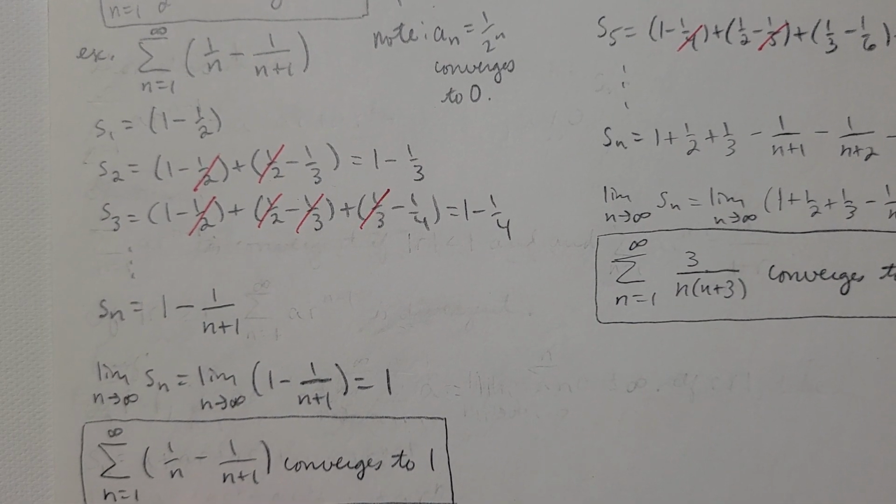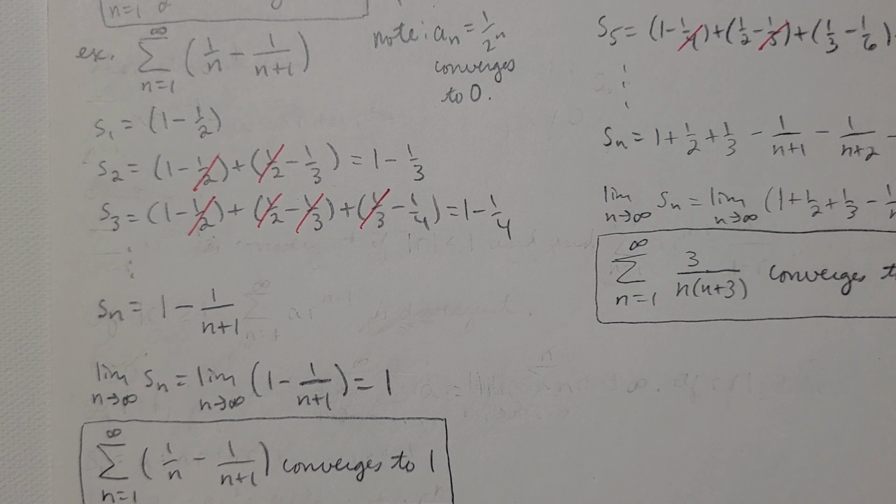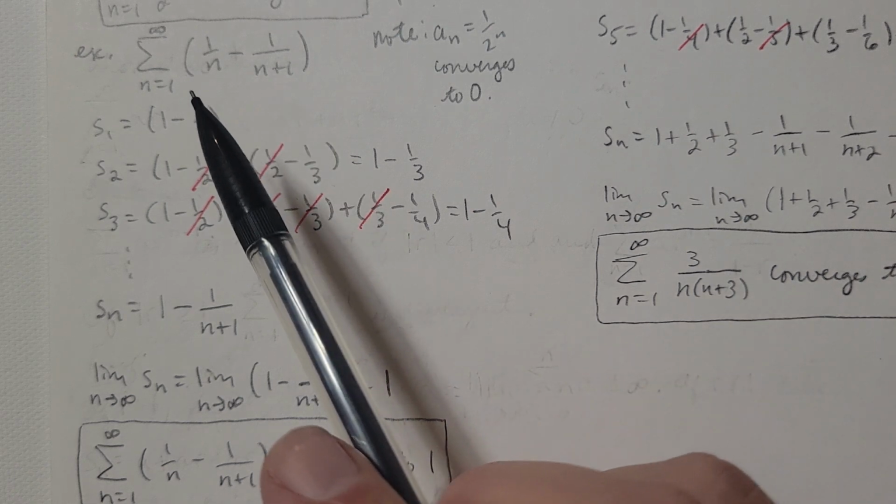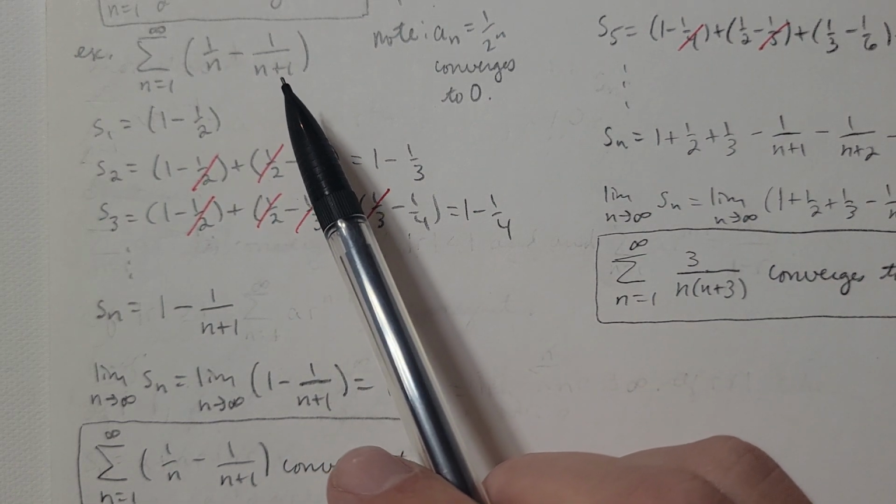Let's take a look at another example here. So in this next example, we have a situation with a telescoping series, is what it's called. There's a couple of questions with telescoping series in this section. So what if I had the summation as n equals 1 to infinity of 1 over n minus 1 over n plus 1?